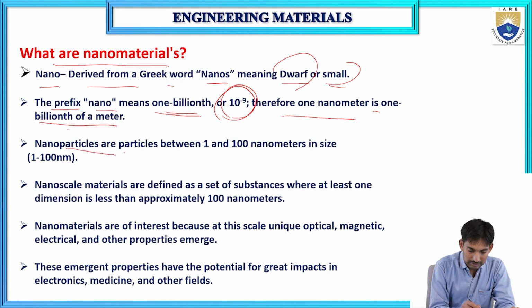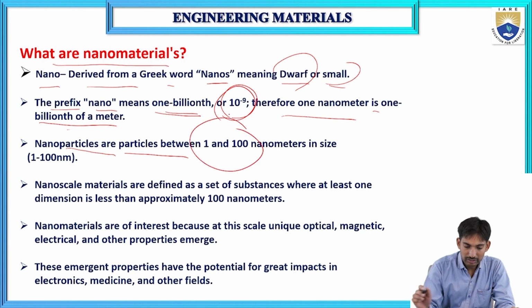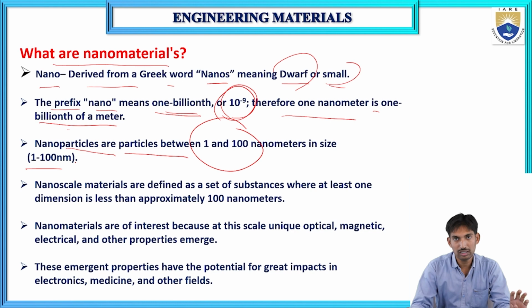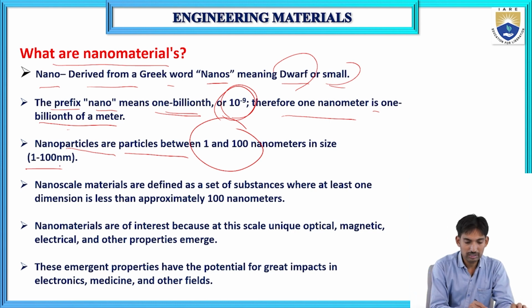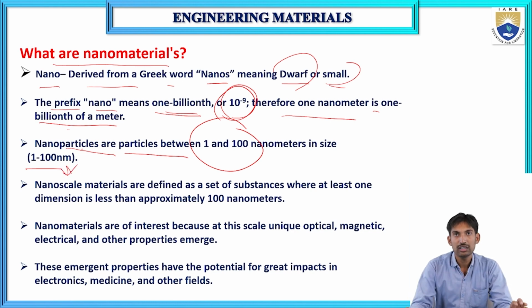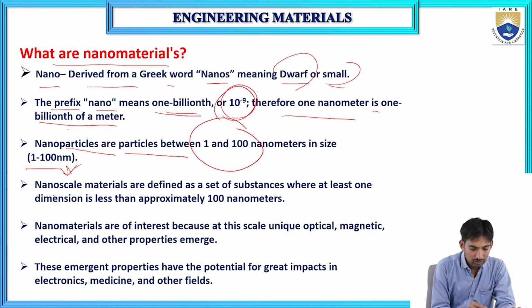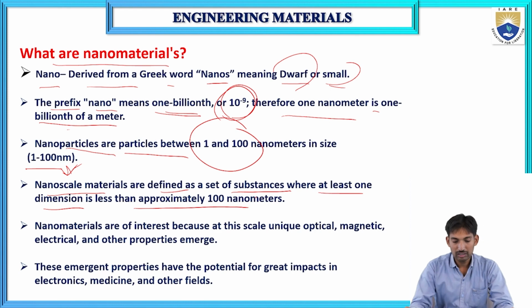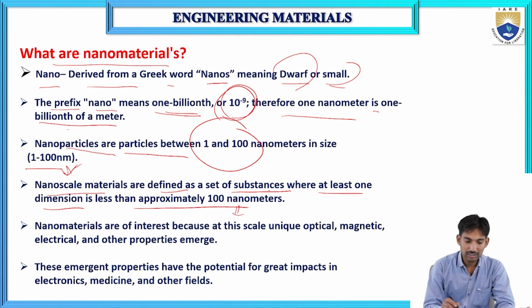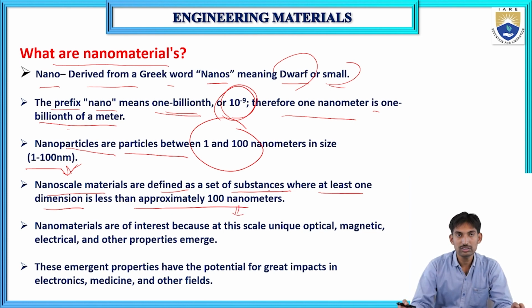Nanoparticles are between 1 and 100 nanometers in size. The nanoscale materials are defined as a set of substances where at least one dimension is less than approximately 100 nanometers. In nanomaterials, 3 dimensions are there, and in that, one dimension should be less than 100 nanometers. That is called a nanomaterial or nanoscale material.